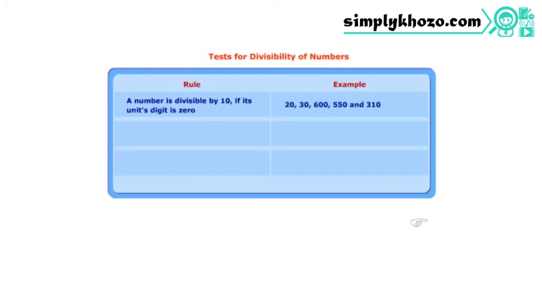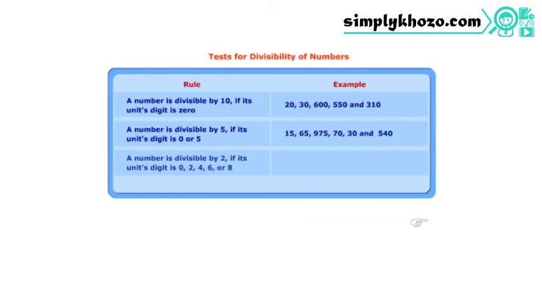There are certain identifying methods to find out if a number is completely divisible by another number without performing actual division. A number is divisible by 10 if its units digit is 0. A number is divisible by 5 if its unit digit is 0 or 5. A number is divisible by 2 if its units digit is 0, 2, 4, 6 or 8.